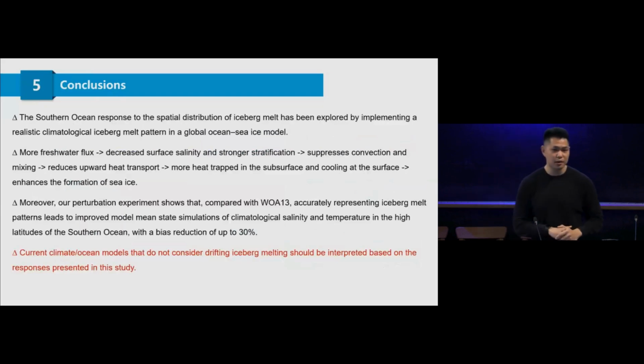All right, here's the conclusion. We did a very simple piece of work, and our study proves that if you just prepare a forcing file and change one line in the code, and boom, you can reduce 30% of the bias in the highlighted regions in terms of the mean state of temperature and salinity. So it is a good deal, isn't it?